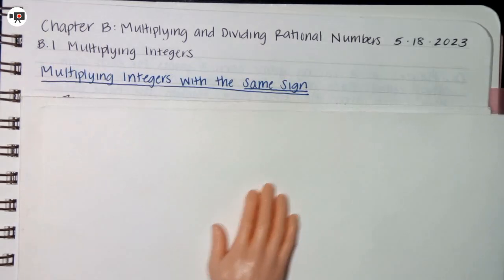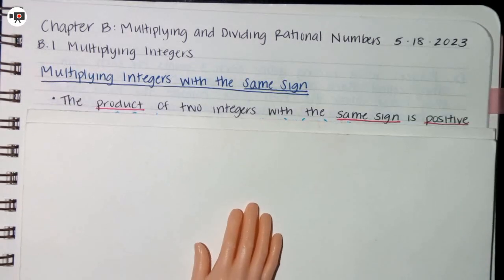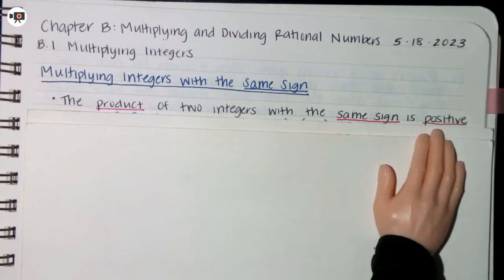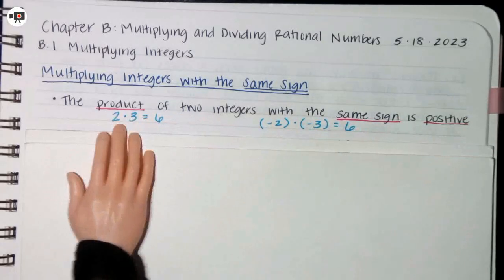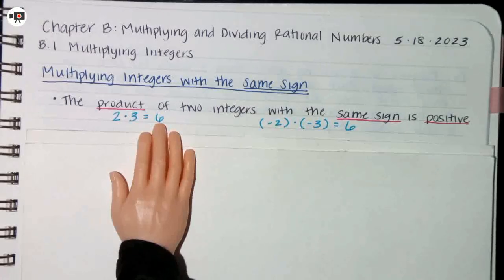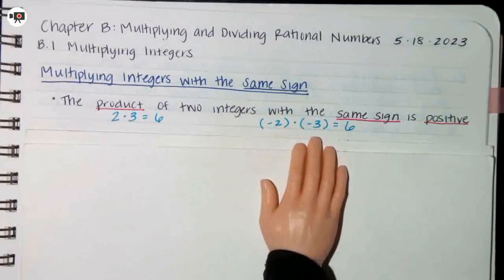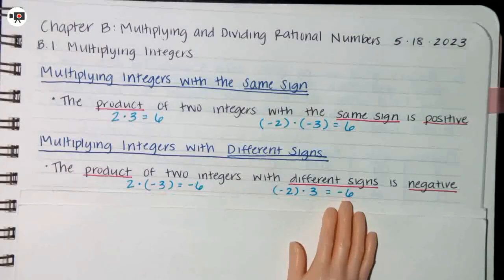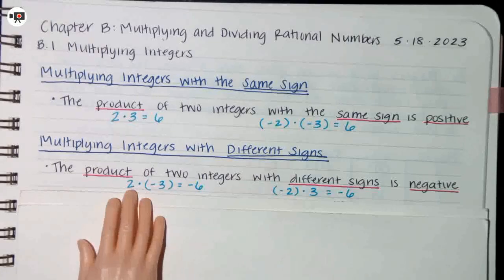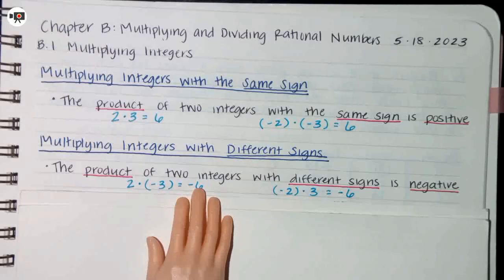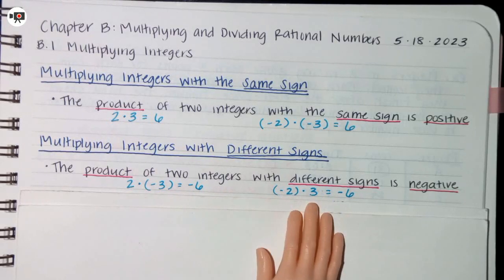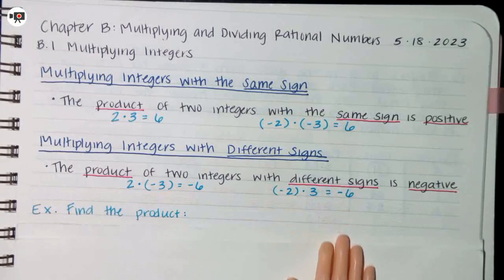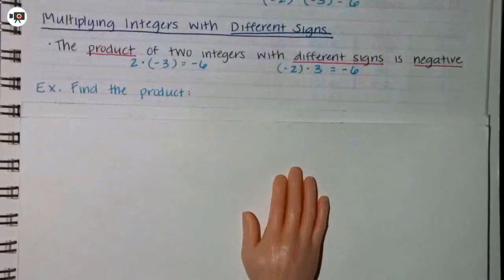So to multiply integers with the same sign, the product of two integers with the same sign is positive. That means positive times positive makes a positive product, and a negative times a negative has a positive product. If they have different signs, the answer is negative. So a positive times a negative is negative, and a negative times positive is also negative. So we're going to find the product of these.